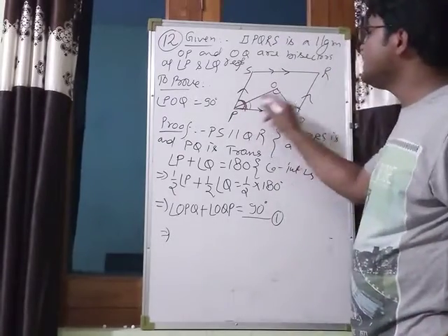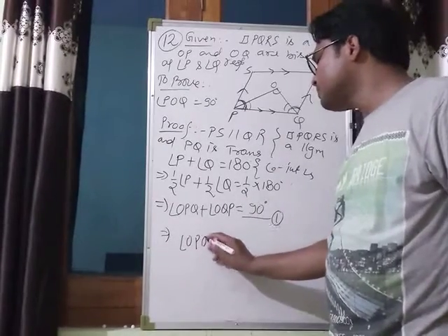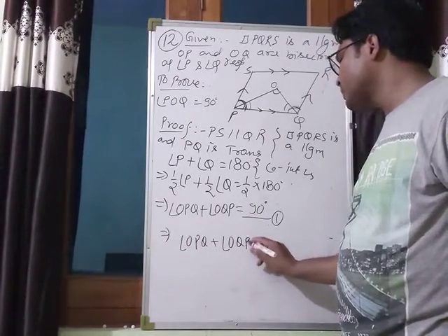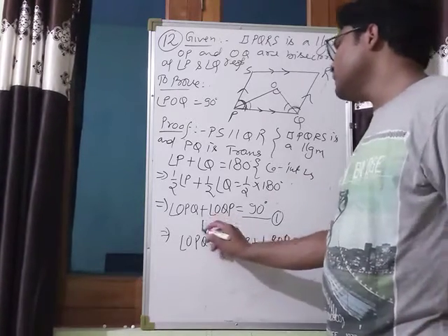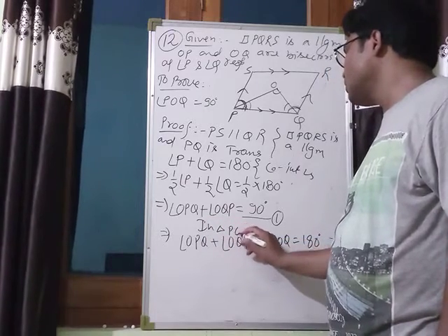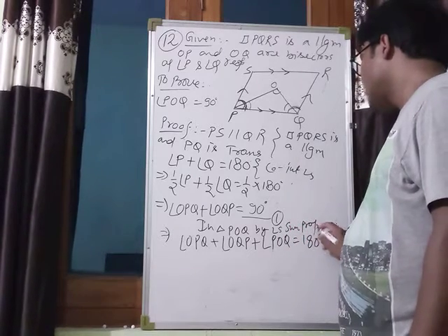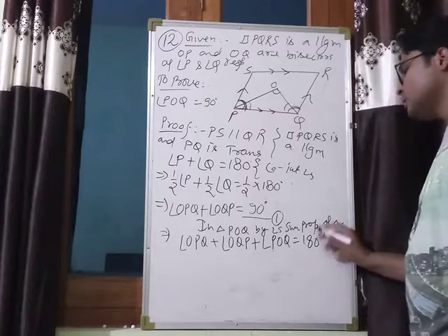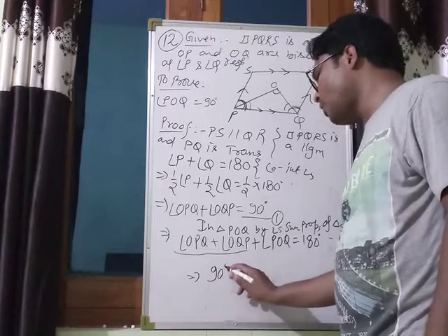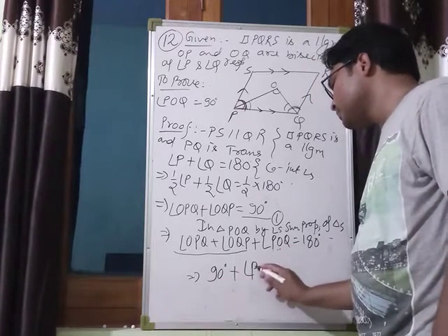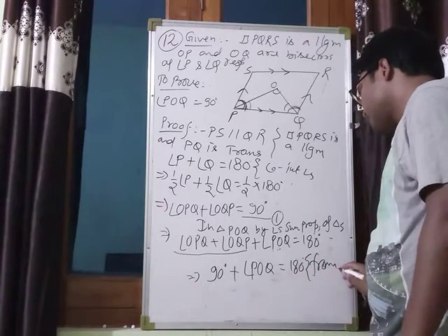See, now in triangle POQ, the sum of all angles will be angle OPQ plus angle OQP plus angle POQ. That will be equal to 180 degrees in triangle POQ by the angle sum property of triangles. Now what is the sum of these two? That is 90, we have already proved this in the first, plus angle POQ is equal to 180.